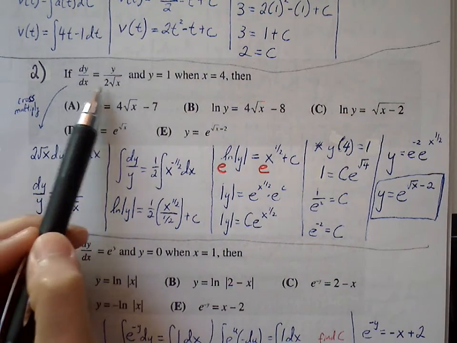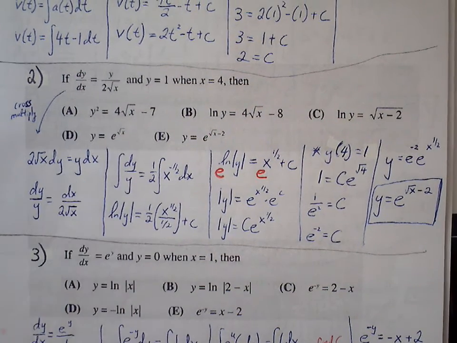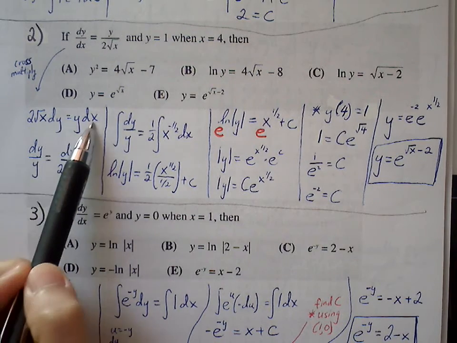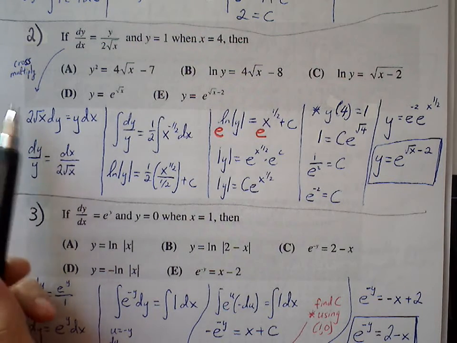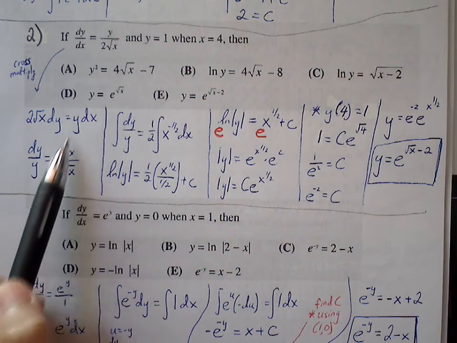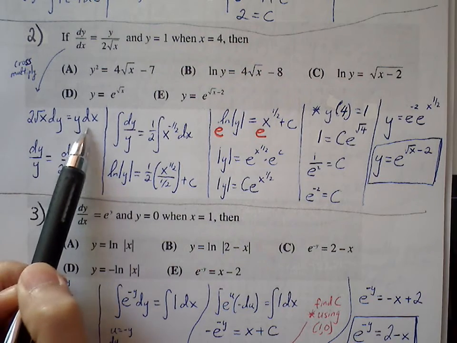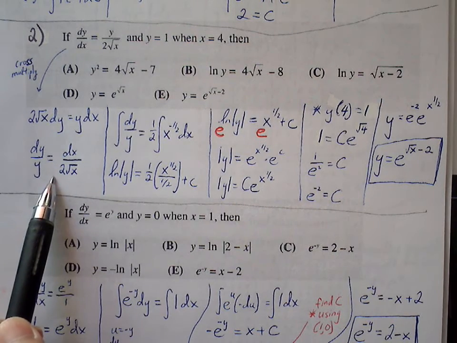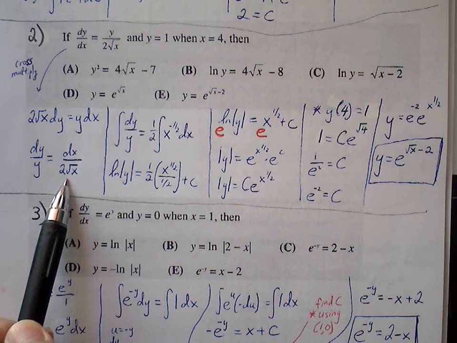So cross multiply, I get 2 root x dy equals y dx. Now at this point, we see that we don't quite have full separation. Now dy and dx are in their correct locations, but things are still out of place. I'm going to go ahead and move that 2 root x over to the right side, and I'm also going to move the y to the left side. So we'll divide both sides by 2 root x. We'll also divide both sides by y. So I just did those two operations in one step. So that leaves me with dy over y is equal to dx over 2 root x.